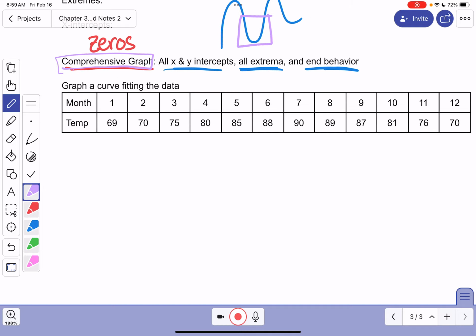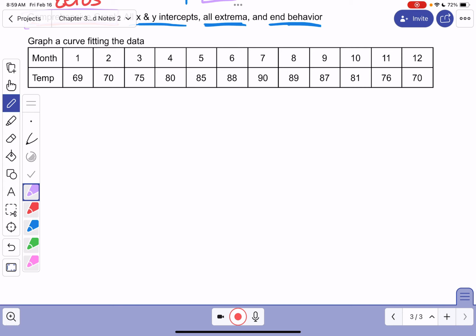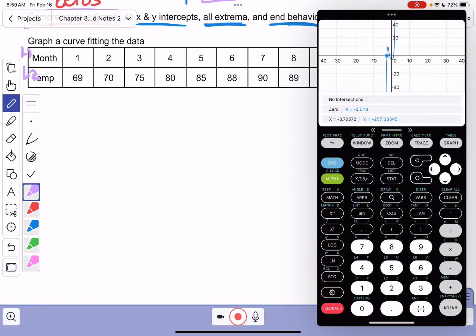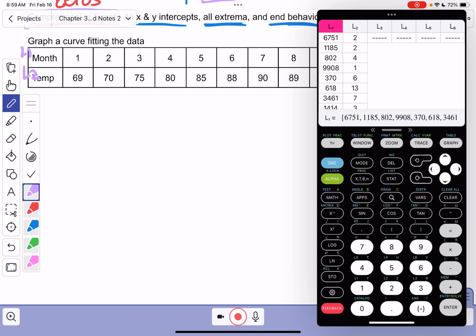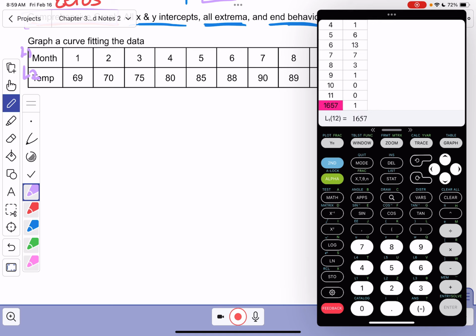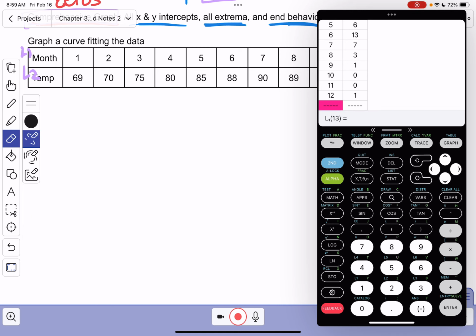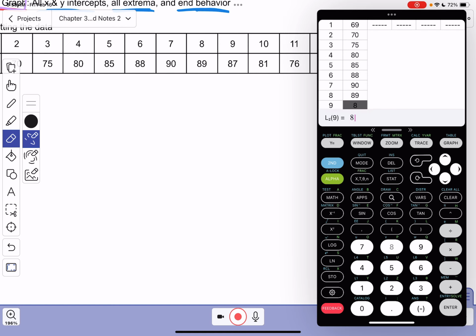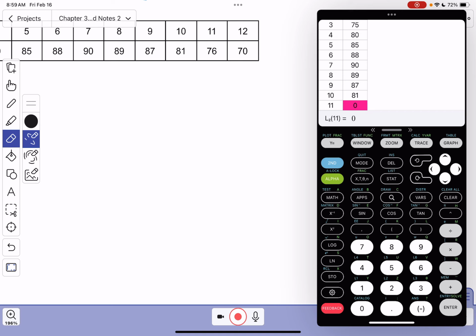Finally, if we're going to get a bunch of points and graph a curve, we're going to enter these. So that's L1 and that's L2. So we're going to, in our calculator, enter those. So we hit Stat, Edit, and then we're going to type these in L1. So 1, 2, 3, 4, 5, all the way to 12. If there's more data, we can just delete it. And then here we have 69, 70, 75, 80, 85, 88, 90, 89, 87, 81, 76, and 70.